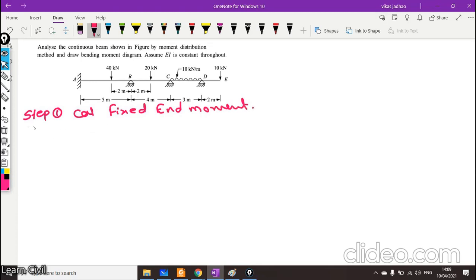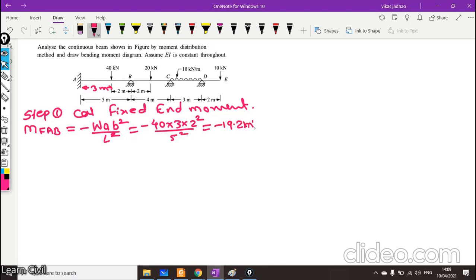So for span AB, MFAB will be equal to, okay, the fixed end moment AB is given by minus W a b square divided by L square. We have W equal to 40, so minus 40, a is 3 meter, into 2 square divided by 5 square. So this is equal to minus 19.2 kilonewton meter.